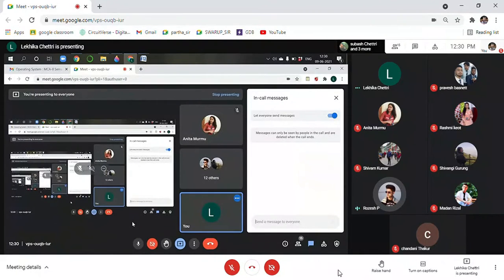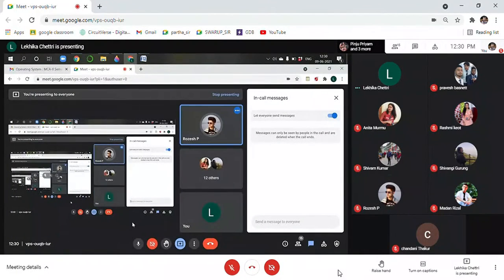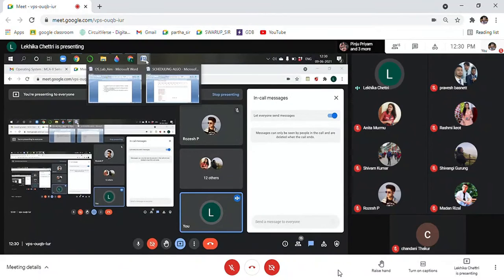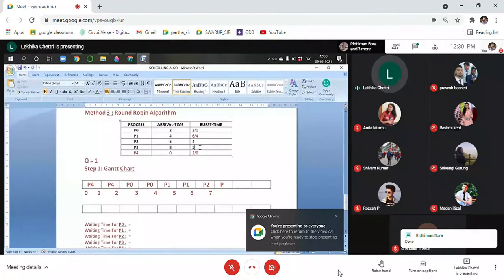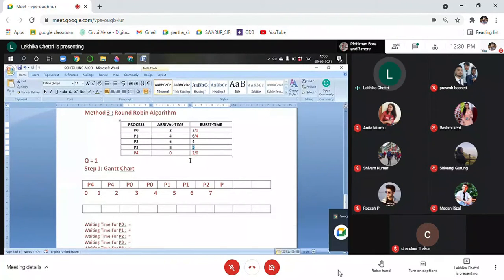Ma'am, how many times will P3 enter? Let me see the question. P3 has 5 burst time, no? So it will enter 5 times. Here it will be P2, and after P2, P3 will come. And after P3, P1 will already have come, so P1 comes after P3.